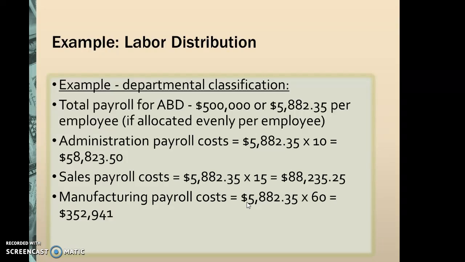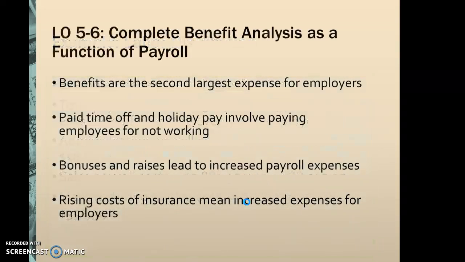And manufacturing has 60 employees, which is the bulk of the payroll, in the amount of $352,941. Now, allocating the cost according to the number of employees yields a more accurate amount than the equal distribution of labor costs across the 3 departments. So keep in mind that it is easier for companies to identify possible overruns and extra expenses if they break it down by departmental classification.